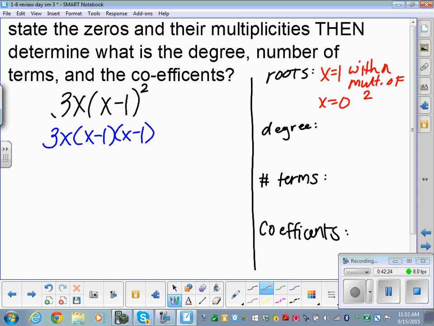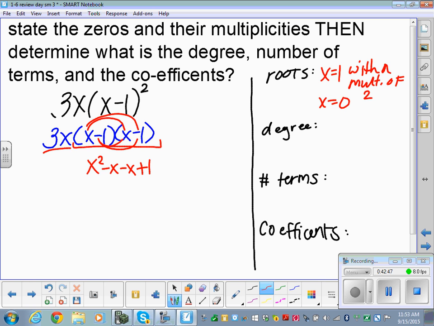Now, make sure you take my suggestion. Multiply 2 things together first, and then multiply the third thing in last, because you'll miss something if you try to do it all at once. So I'm going to focus on this piece and multiply this out. x times x is x squared. x times negative 1 is negative x. Negative 1 times x is negative x, and then negative 1 times negative 1 is positive 1.